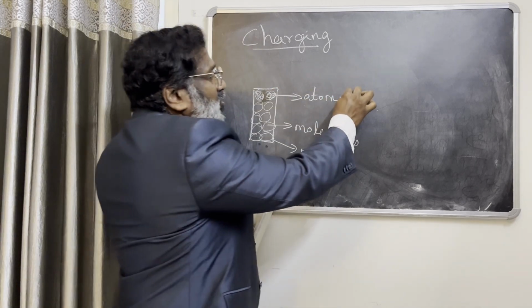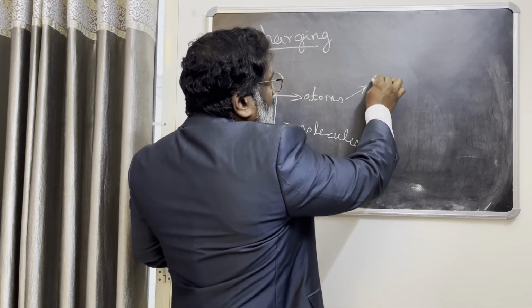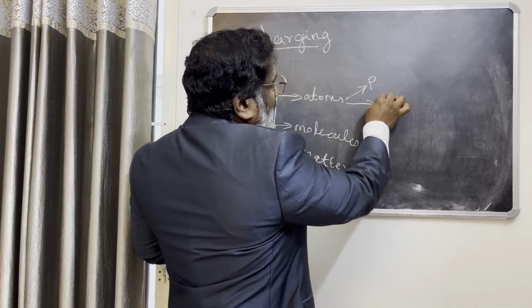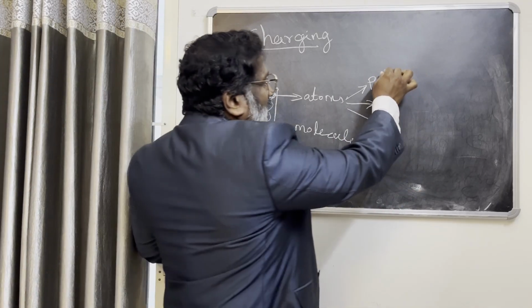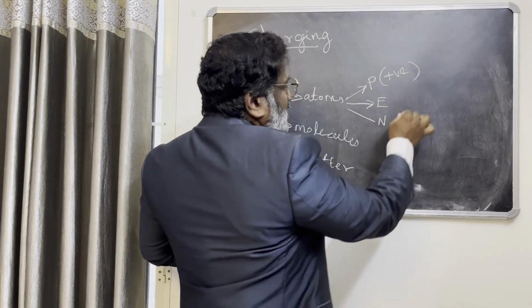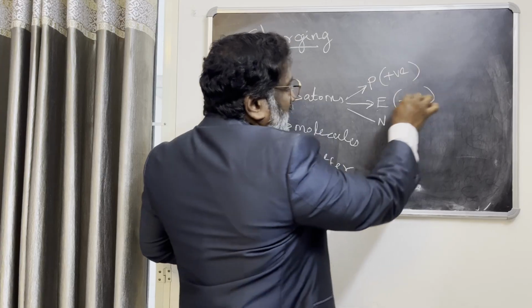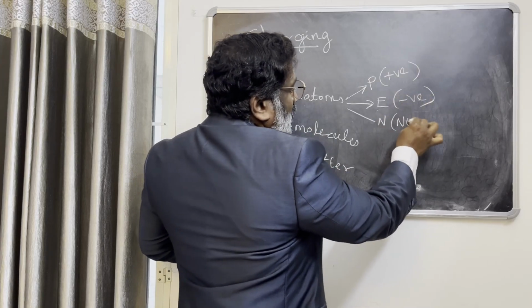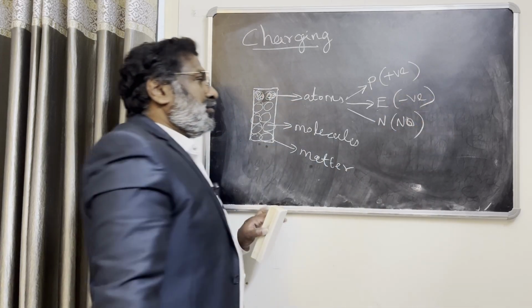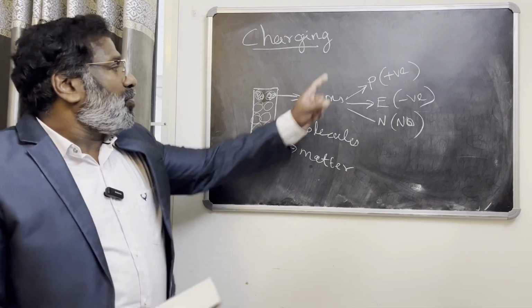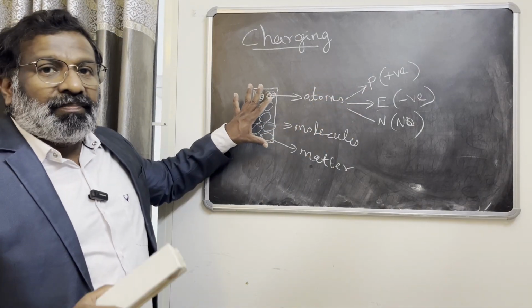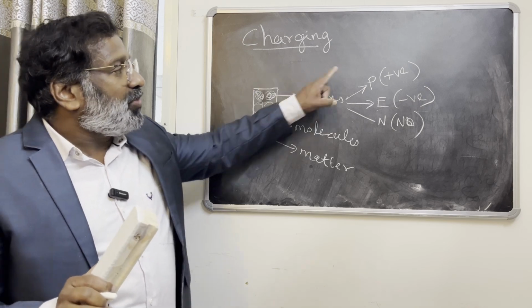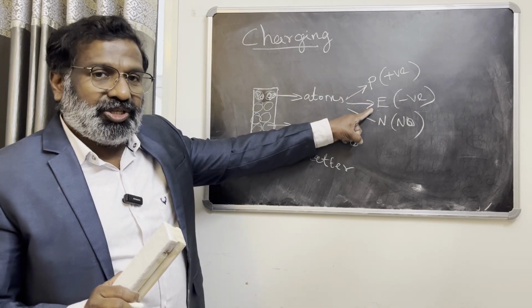And inside atoms we will be having protons, electrons, neutrons. The protons are positively charged particles, electrons are negatively charged particles, neutrons have no charge. And the number of positive charges and the number of negative charges in an atom are equal. An atom has an equal number of positive and negative charges.